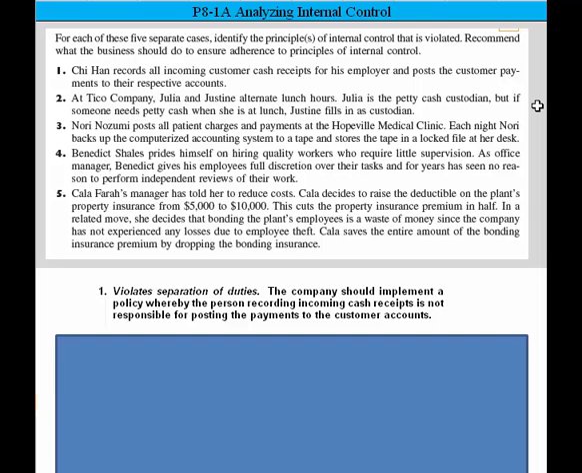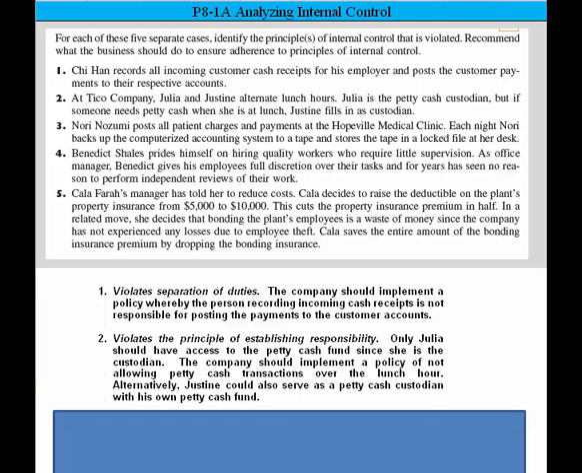At Tyco Company, Julia and Justin alternate lunch hours. Julia is the petty cash custodian, but if someone needs petty cash when she's at lunch, Justin fills in. Okay, let's see what the weakness is here. Okay, and this one is a violation of the principle of established responsibility. Only Julia should have access to the petty cash fund since she's the custodian. Now, the company would need to implement a policy of not allowing petty cash transactions during the lunch hour.